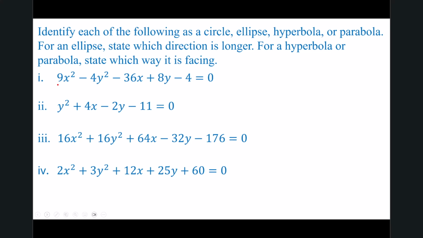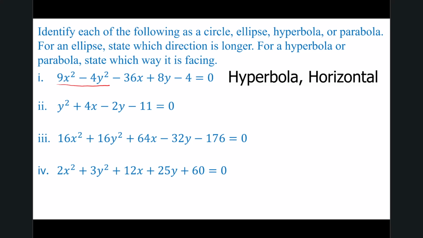So question 1, 9x squared minus 4y squared. I have both an x squared and a y squared, so it's not a parabola. And one's positive, one's negative, which means it is a hyperbola. Now this hyperbola is going to face right and left because the x squared term is the positive term, so it's a horizontal hyperbola.